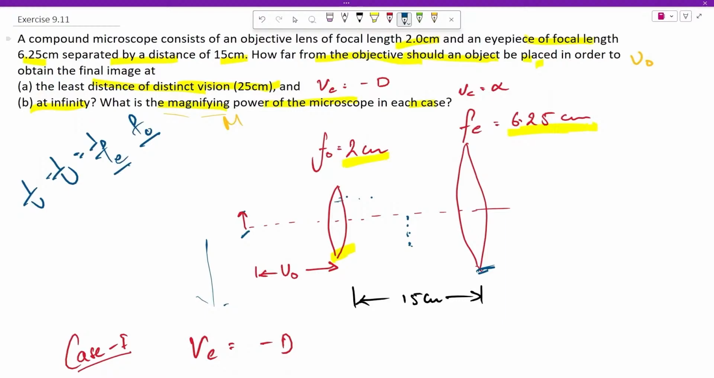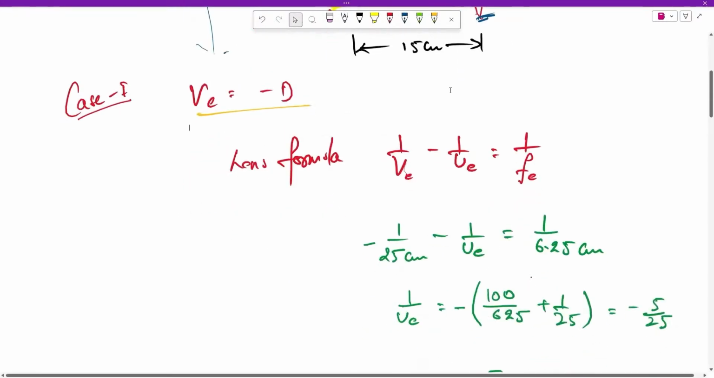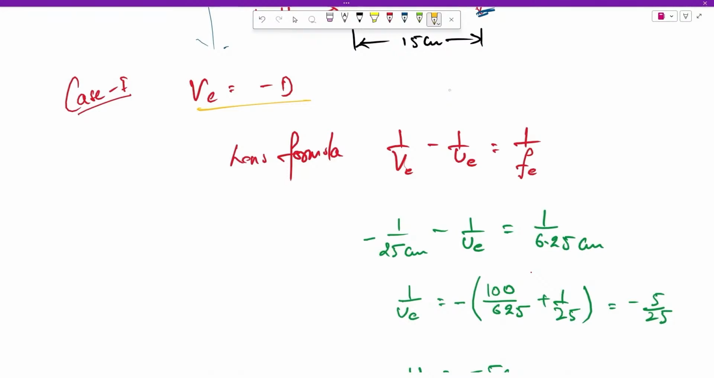So in the first case, the least distance of distinct vision, the final image VE is forming at minus D. So we will use the lens formula for the eyepiece. We have been given the value of VE over here, that is minus of D, that is minus of 25 centimeter. So using the lens formula for the eyepiece, we have got 1 by VE minus 1 by UE equals 1 by FE.